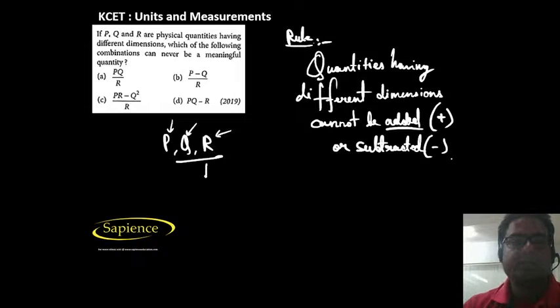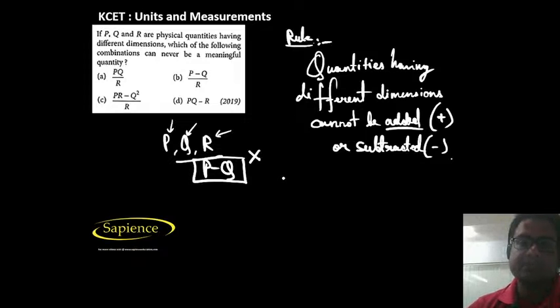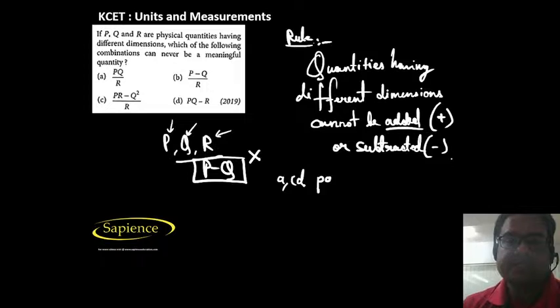So P minus Q, which is written in option B, we can't do that. And PQ and R may have the same dimension. PR minus Q square may be done in some cases. PQ minus R can also be done in some special cases. So A, C and D may be possible.